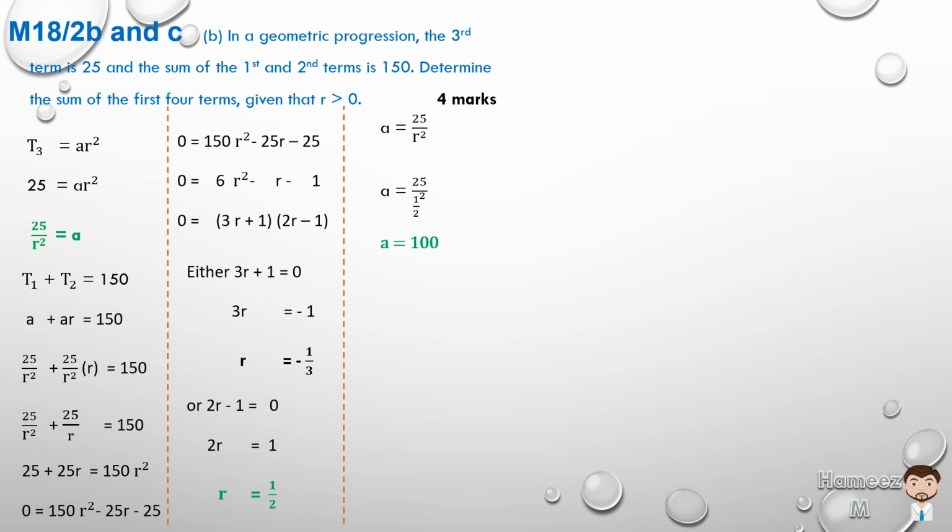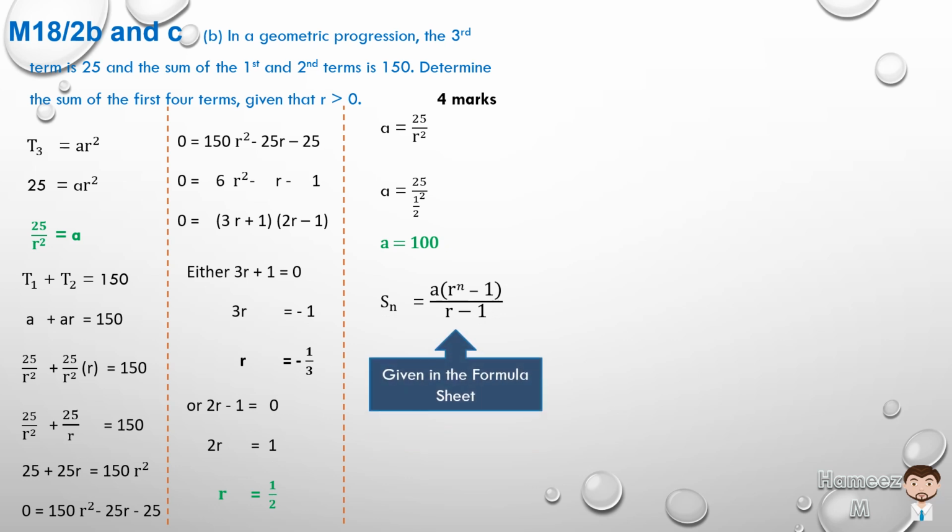And now we have another formula for the sum of the n terms, which is given in the formula sheet. Sn is equal to a times r to the n minus 1 all over r minus 1. And we know a worked out to be 100. And we know r, which is a half. And we want to find the first four terms. So n is 4. So S4 is equal to 100 by a half to the power 4 minus 1 all over a half minus 1.